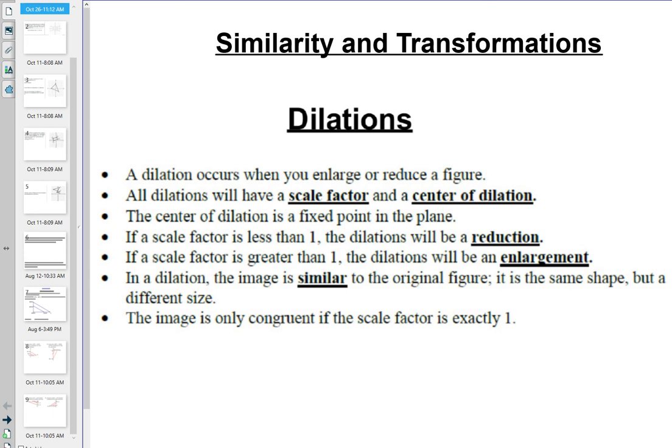Transformations, dilations were introduced to you, as well as similarities. So much of Thursday's quiz should be review, because this is what I was told. I wasn't here for this, but I was told that this was already introduced to you. A dilation is the only transformation that is not a rigid motion. It is the only transformation that does not preserve size and shape.